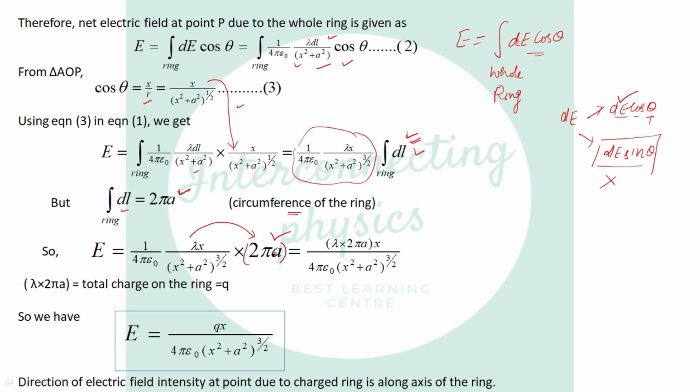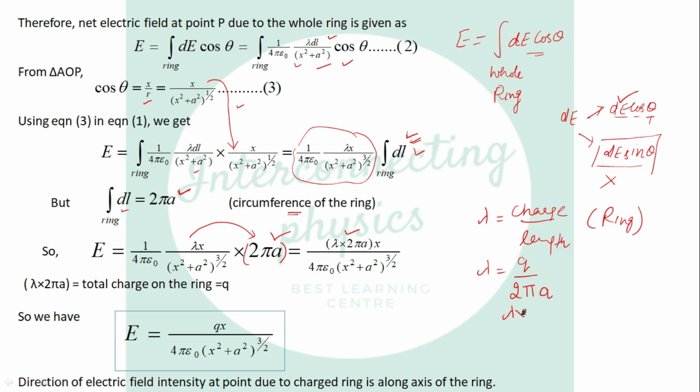Combine lambda and 2 pi together and see what lambda is. It is the charge divided by length. If we are talking about the whole ring, lambda is charge divided by length, that is, the length of the loop is 2 pi a, and lambda into 2 pi a will be equal to the charge on the ring. So lambda into 2 pi a will be the charge on the ring, which is denoted by Q, the total charge, because here we are calculating the total electric field. So now this becomes Q.